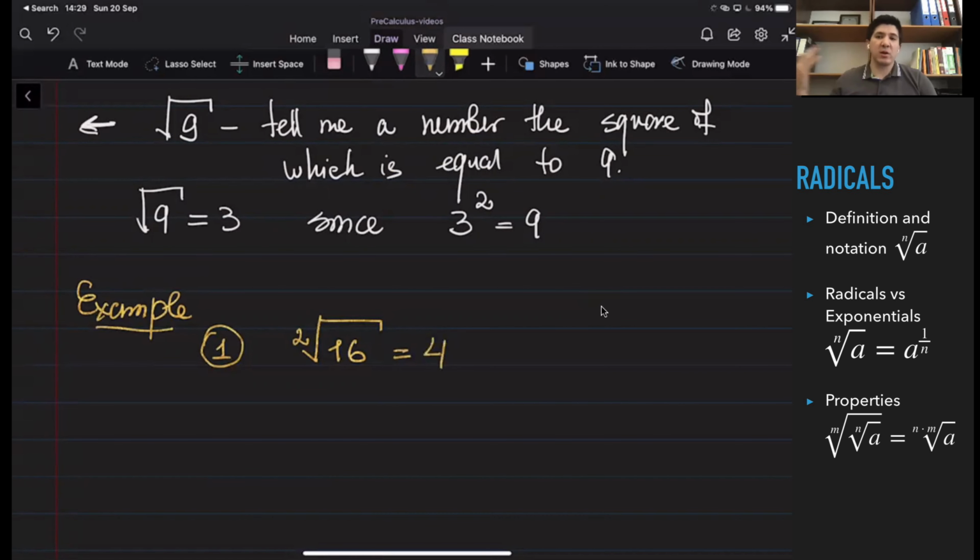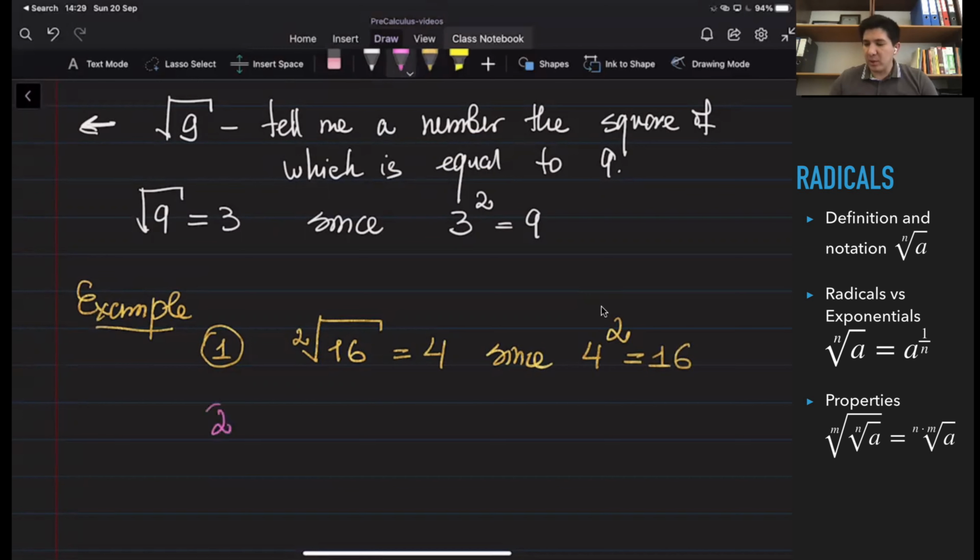Please note that this is not going to be plus or minus 4. It's simply going to be 4, since the square root is assumed to give you a positive number. So this is equal to 4 because 4 to the power of 2 is equal to 16.